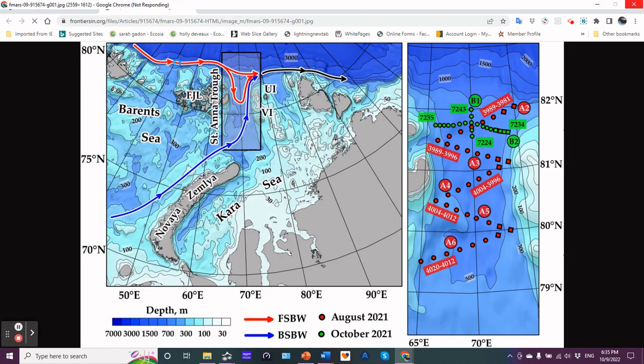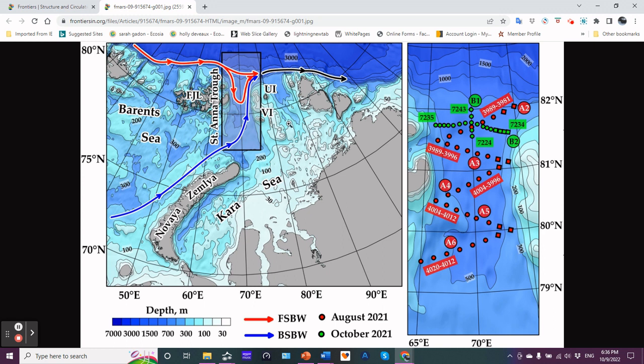So here's the flow of the Fram Strait branch water, and you can see this little cyclonic flow that was mentioned earlier. The area within this black rectangle is St. Anna's Trough. Okay. Here is the branch water from the Barents. So the Fram Strait's over here. So they split, and then they join up right here at this black arrow.